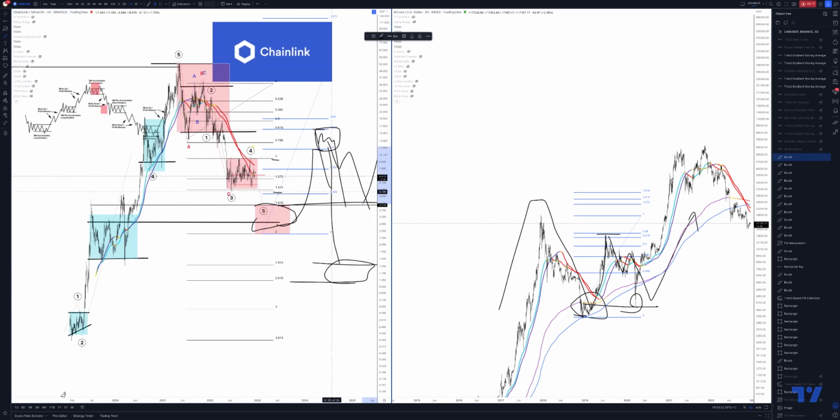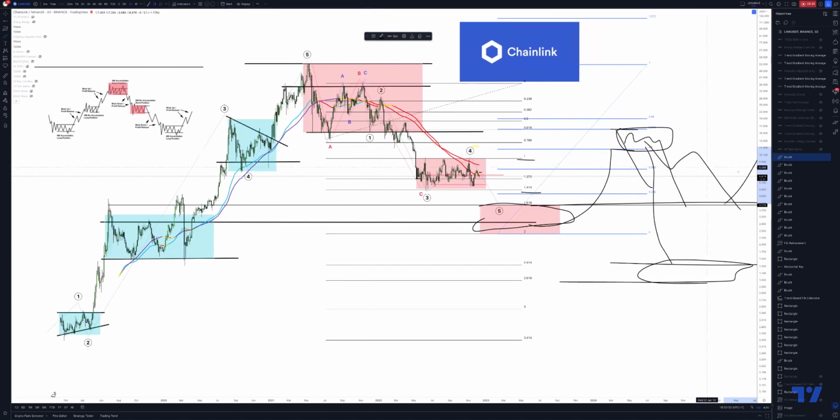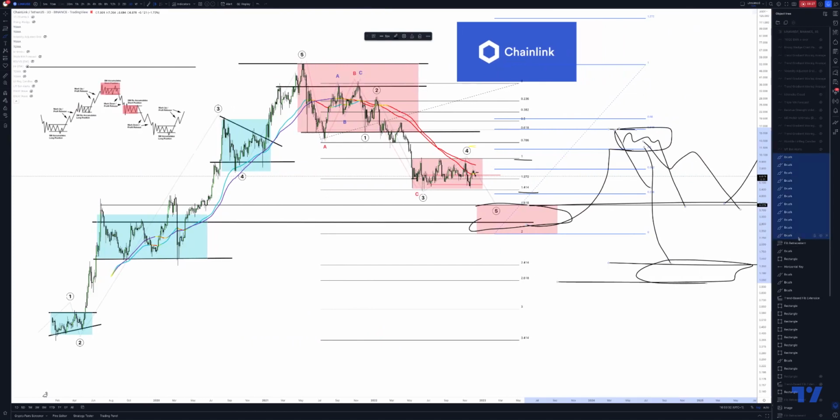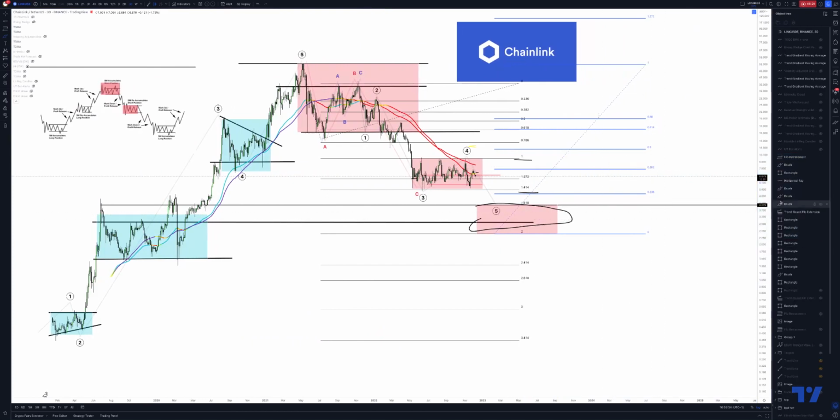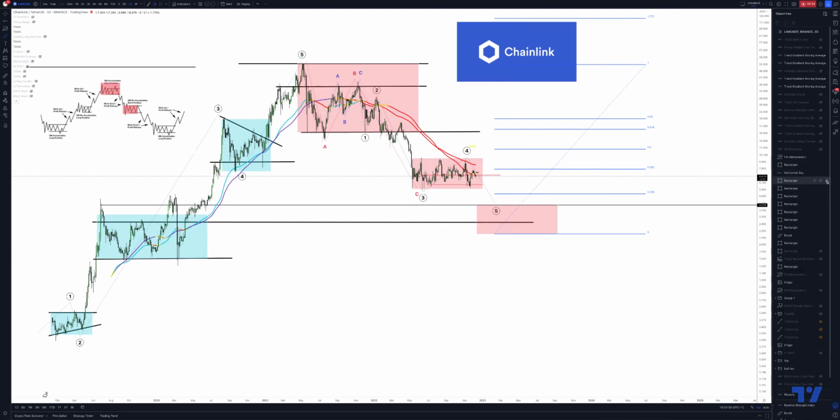So yeah, I'm looking for this level as Ethereum's bottom. Now we can look at this in another way as well, just to rule it out. Let's have a look at that quickly, and then we'll look at the smaller time frame.